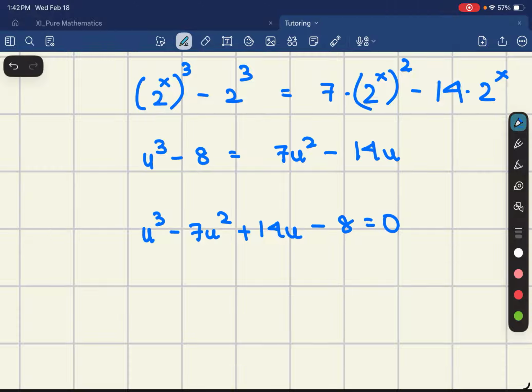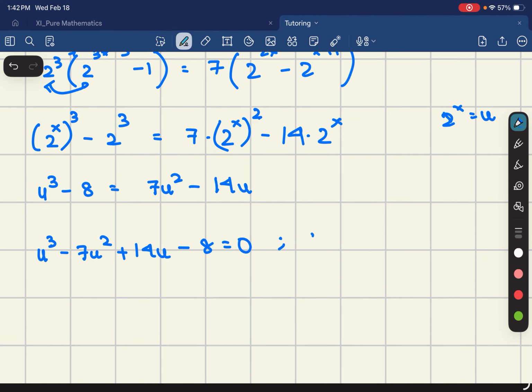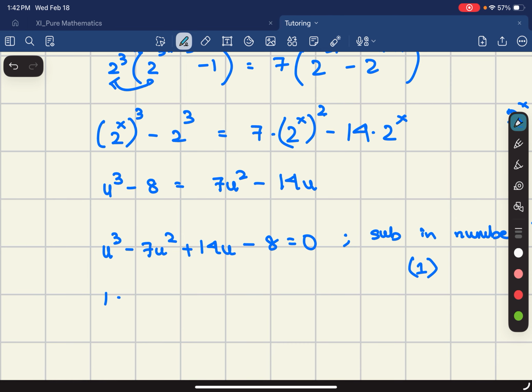So now I want to look for solutions of this equation, and there is no easy way to figure it out. So my method is to sub in numbers. So why am I subbing in numbers? If I sub in a number like 1, so let me just sub in 1. So I get 1 minus 7 plus 14 minus 8, right? And 1 minus 7 plus 14 minus 8 gives me 0. So that was a brilliant sub, because it gives me exactly what I need.